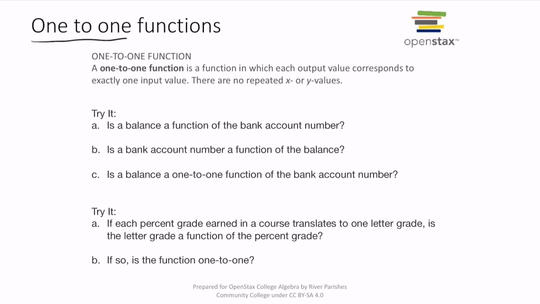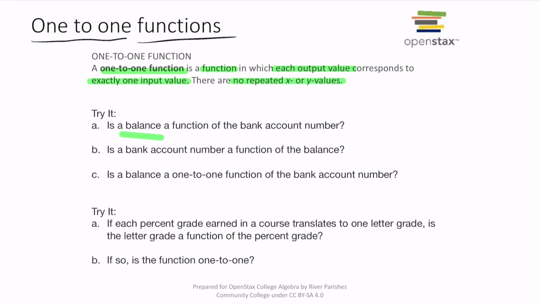Next is one-to-one functions. What is a one-to-one function? A one-to-one function is a function in which each output value corresponds to exactly one input value. So there are no repeated x or y values. This is where one input equals one output. So no extra inputs, no extra outputs. So no repetitions. Let's try the first example.